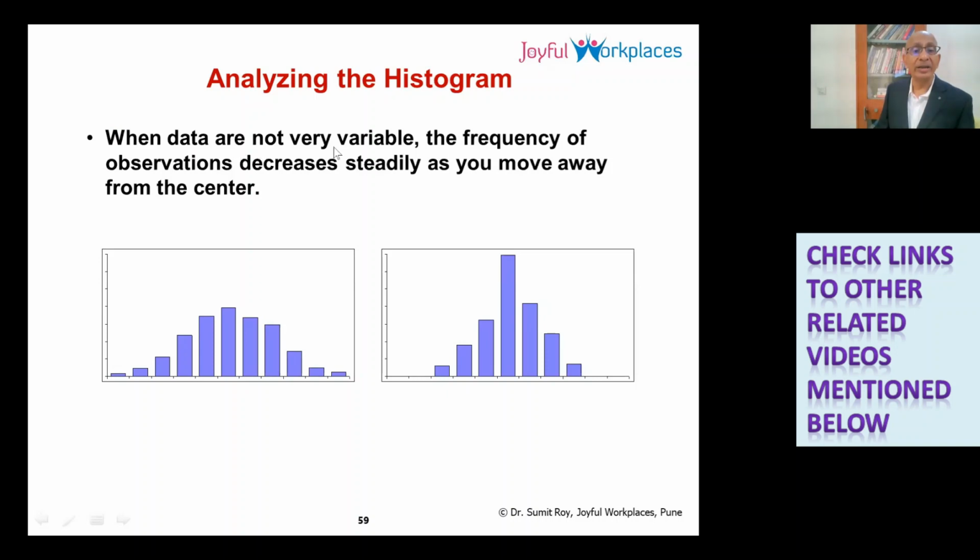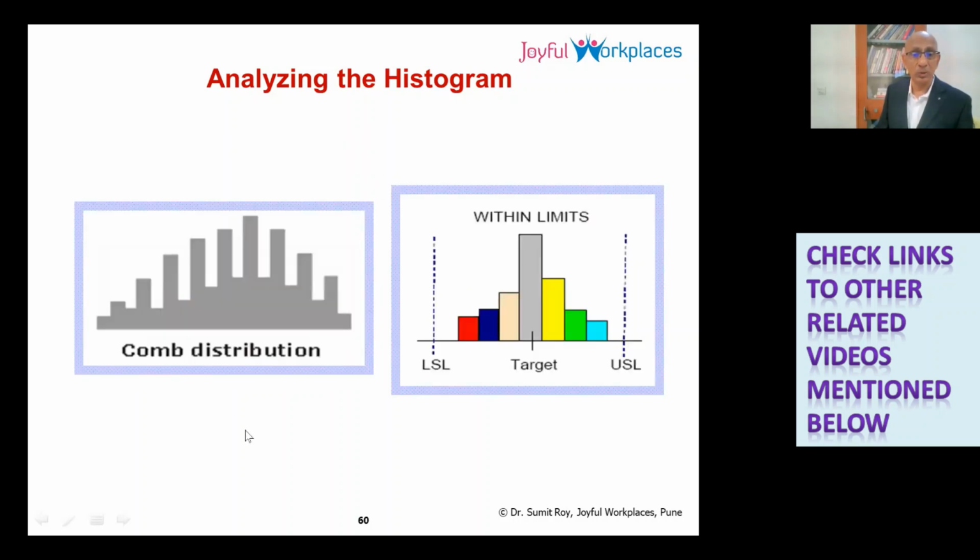Analyzing the histogram, when data are not very variable, the frequency of the observation decreases steadily as you move away from the center. It can happen like this: एक है flat, एक है quite steep. So दोनों का एक्चुअली टेक्निकल मीनिंग अलग अलग रहेगा. इसका देखिए स्प्रेड आउट कम हुआ, इसका स्प्रेड आउट ज्यादा हुआ. इसको कहता है comb type distribution. What is comb type distribution?